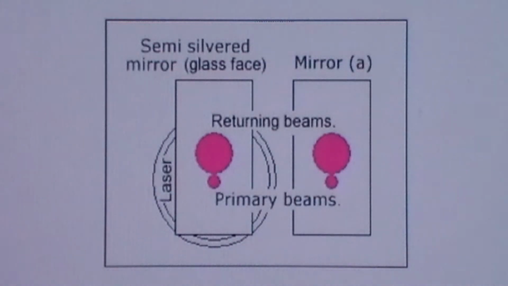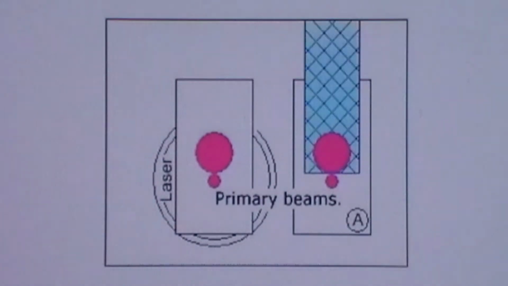And if the returning beams are elevated above the primary beams, as shown in this diagram, while the relevant returning beam is halted prior to arriving at mirror A, the interference pattern generated between beams 1 and 2 is revealed. The laser source is to the right of the image in this case.